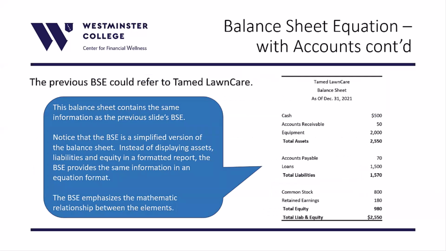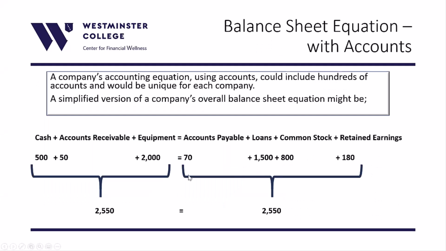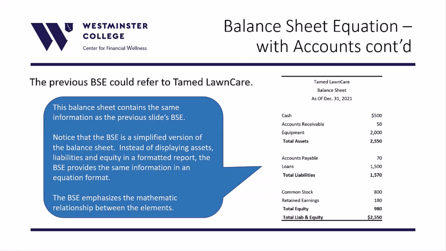Okay, just to relate the balance sheet equation to what we learned in a lesson on financial statements, illustrated here is the exact information as shown in the previous slide. So let's go back and look at it really quick. So we had some assets: cash, accounts receivable, equipment, total 2,550. But the information shown on this slide is shown in a balance sheet format.